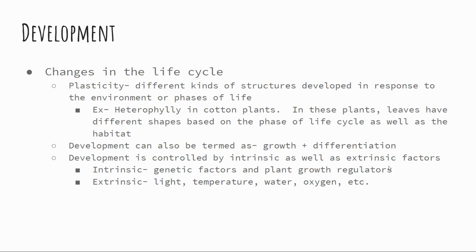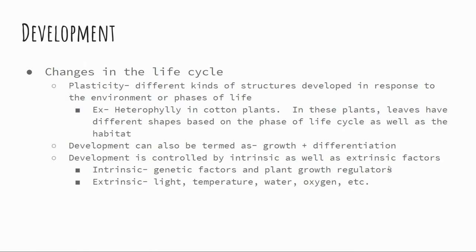So development is changes in a life cycle. Plasticity is the different kinds of structures that are developed in response to the environment or phases of life. So there's an example there, heterophylly. You can also do phototropism, where plants grow towards light or away from light based off where the light concentration comes from, maybe where the water source is in a dry environment. So anything that is going to cause structure to develop based off a certain outside factor.